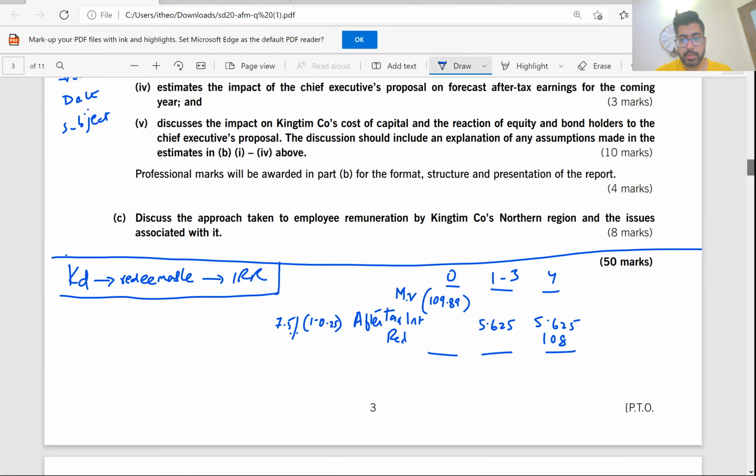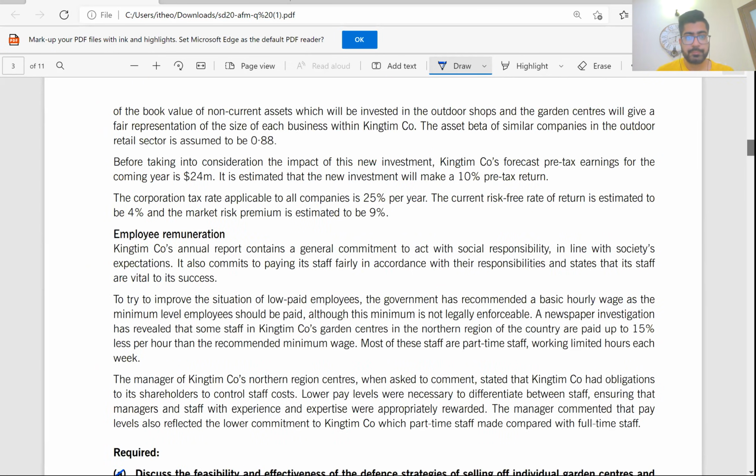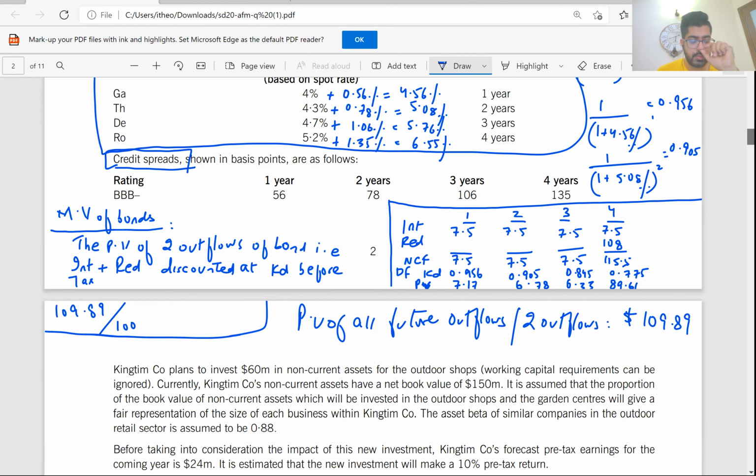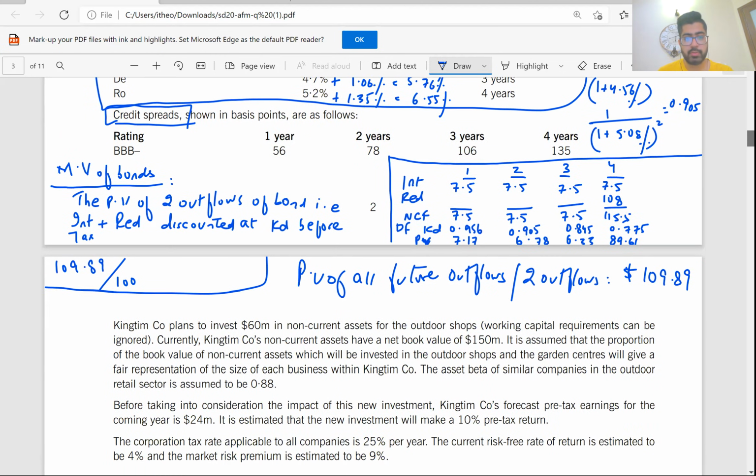So whenever the question asks you market value of the bond, we do this. Present value of 2 outflows, interest and redemption, discounted at KD. For KD for 4 years, we got it. The market value is 109.89.